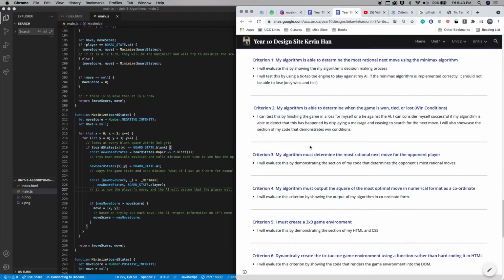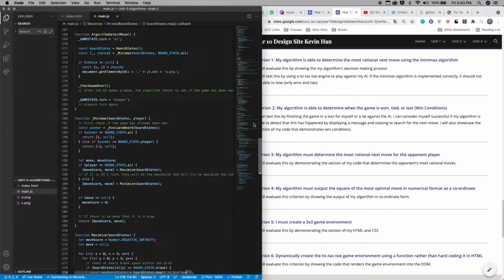My second criterion states that my algorithm is able to determine when the game is won, tied, or lost, so the win conditions. I can test this by finishing the game in a loss for myself or a tie against the AI. I can consider myself successful if my algorithm is able to detect that this has happened by displaying a message and ceasing to search for the next move. I'll also showcase the section of my code that demonstrates win conditions. Let's first take a look at the code.